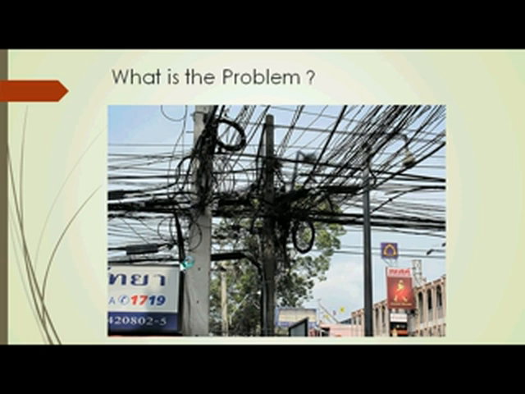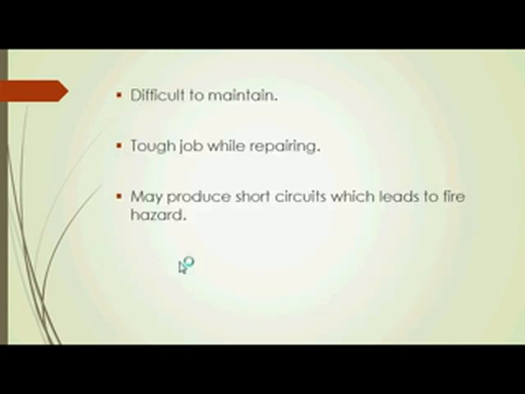Well, you can see in the picture, it's basically a lot of mess. No one understands what wire leads to where, and it's a complete confusion for anyone who tends to repair or make any changes. So why is it so difficult? You can see in the picture it's so difficult to maintain. Maintenance is very difficult, and it's a tough job while repairing for any electrician to climb up the pillars.